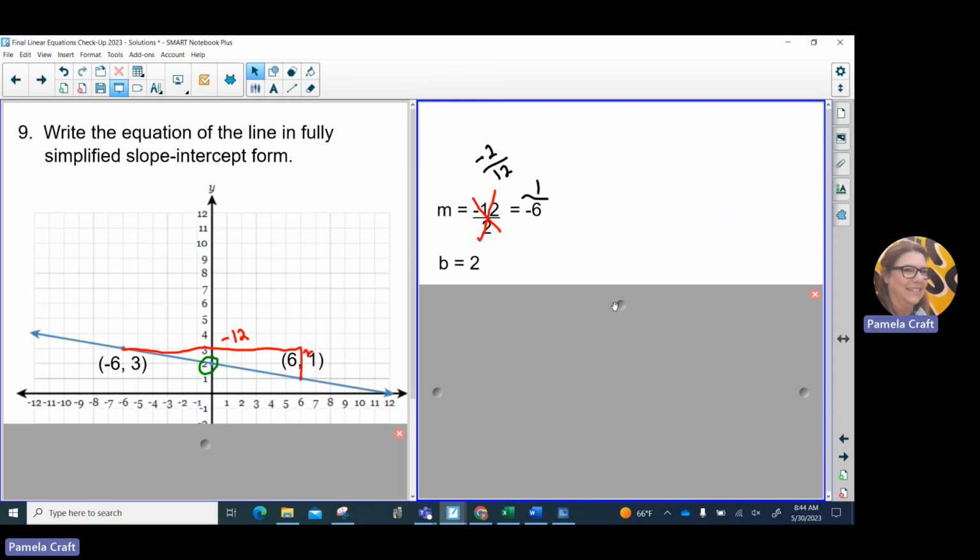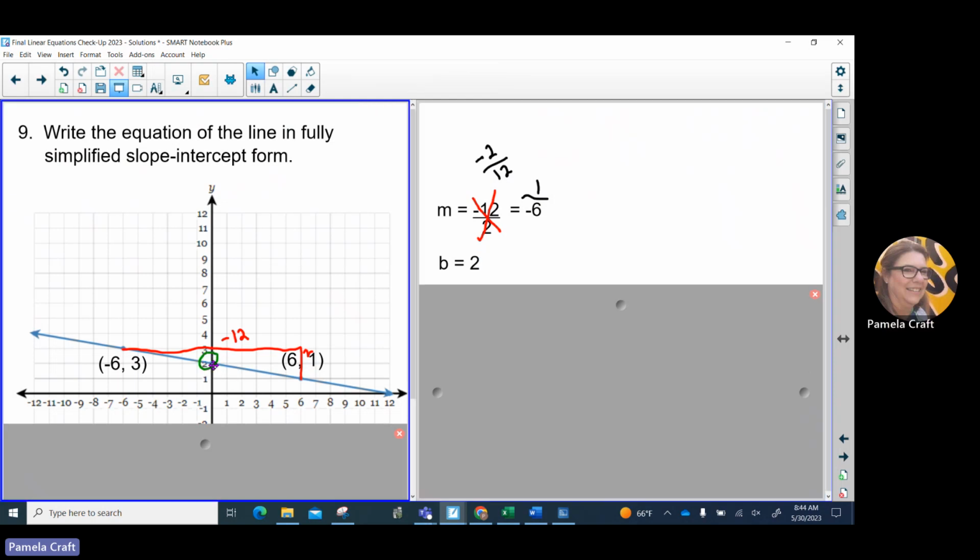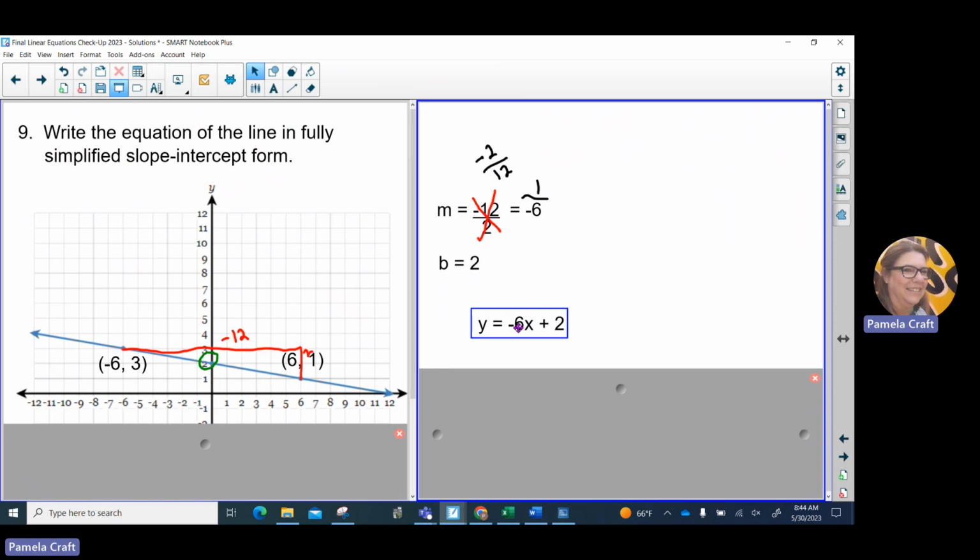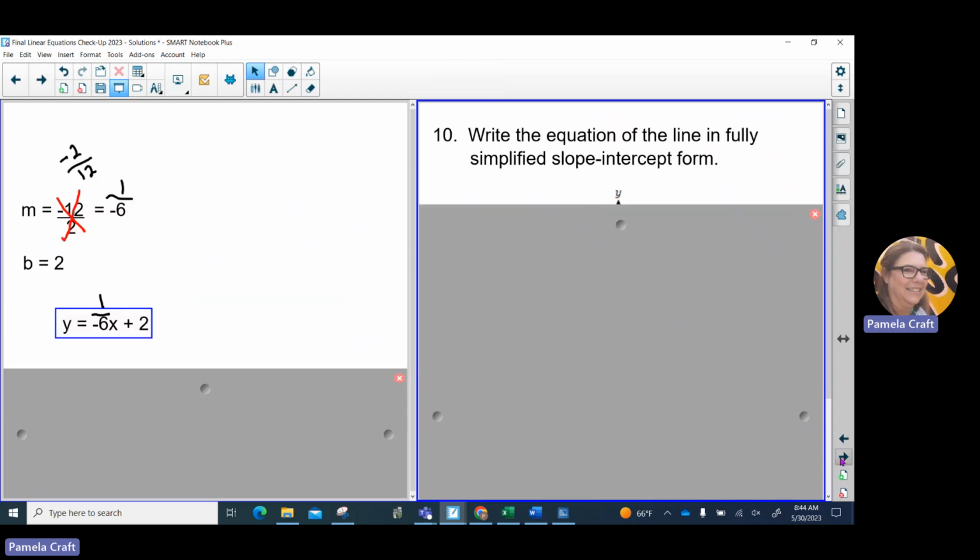So I'm going to go down here, also looking at my y-intercept, which is up 2. So my b is 2. And I'm going to change this as well. Your slope is negative 1/6. Negative 1/6 x plus 2. Sorry about that. Doing these in a hurry.